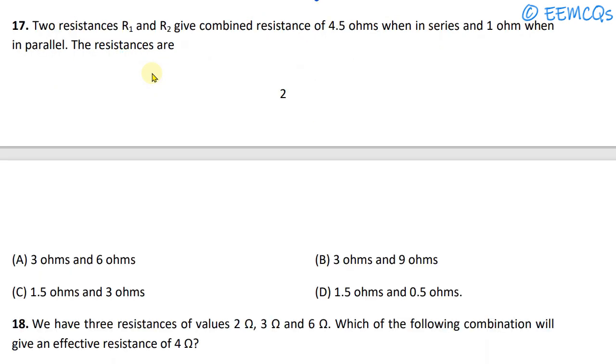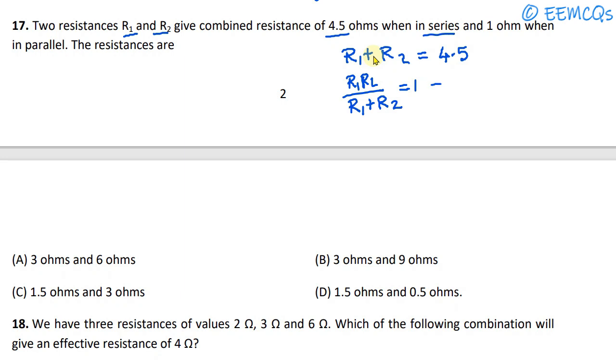Okay. Next, two resistances R1 and R2 give combined resistance of 4.5 ohms when in series. So definitely R1 plus R2 is equal to 4.5 and 1 ohm when in parallel. As we know, R1 R2 by R1 plus R2 is the equivalent resistance of two resistances connected in parallel. So this will be equal to 1. That means R1 plus R2 is equal to R1 R2. Now R1 plus R2 is equal to 4.5. So R1 R2 is equal to 4.5.